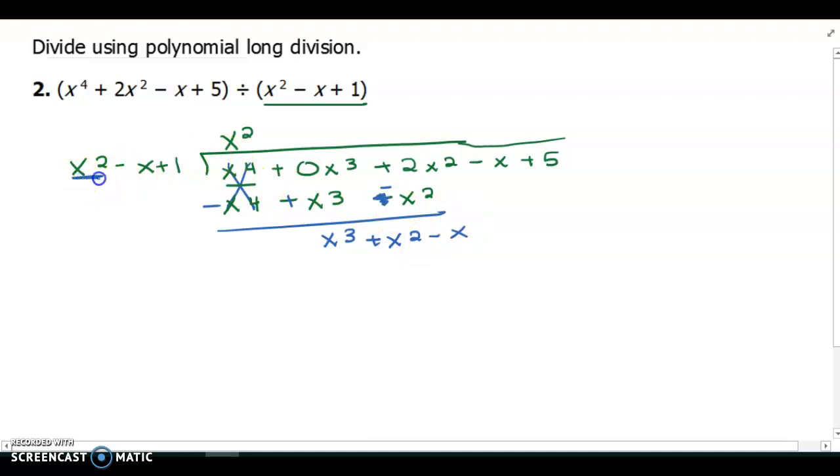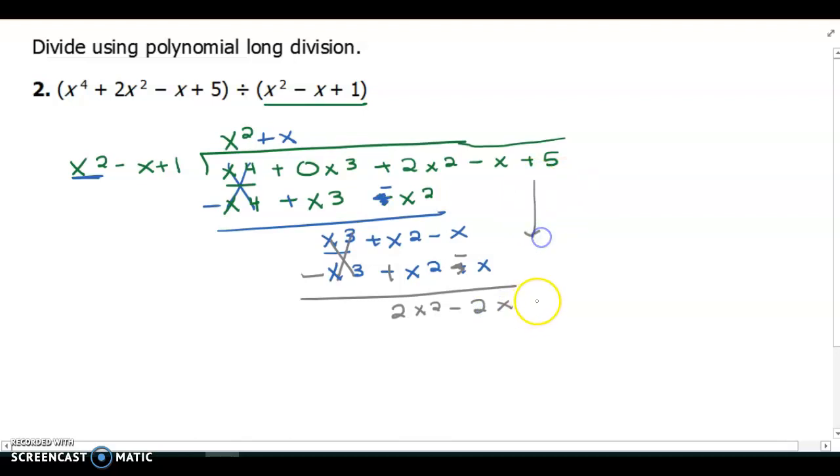Okay, so now I look, what do I multiply x squared by to get x to the 3rd? And that's just an x. So x times x squared minus x plus 1 is x cubed minus x squared plus an x. Okay, and then I subtract them, and when I subtract, I change the signs. Okay, so x cubed minus x cubed, those go away. X squared plus x squared is a 2x squared, minus x is a minus 2x. I bring down the 5.